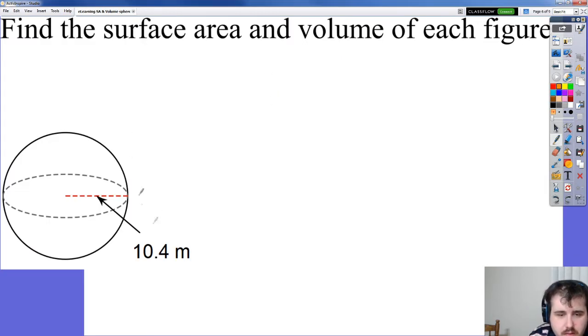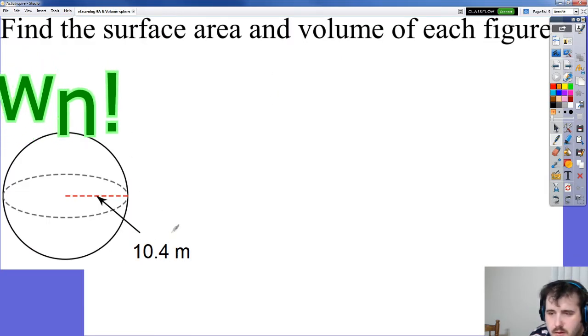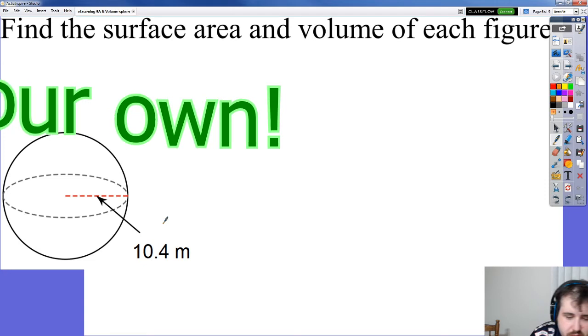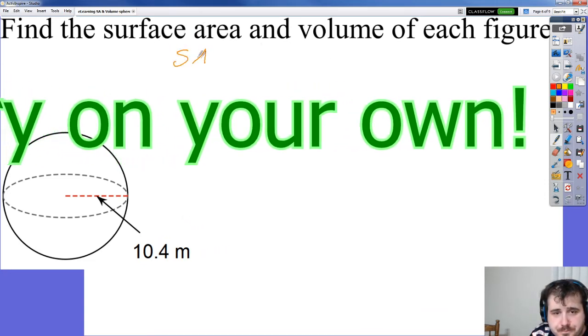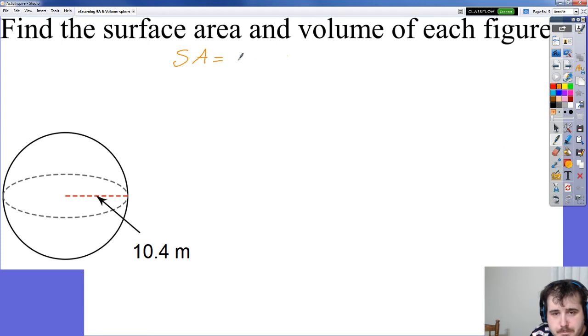So, okay, we've got our radius here. Go ahead and give it a try. See if you can do it. Okay, so let's do surface area first. Four pi r squared. 10.4 is r. So we've got 4 pi times 10.4 squared.